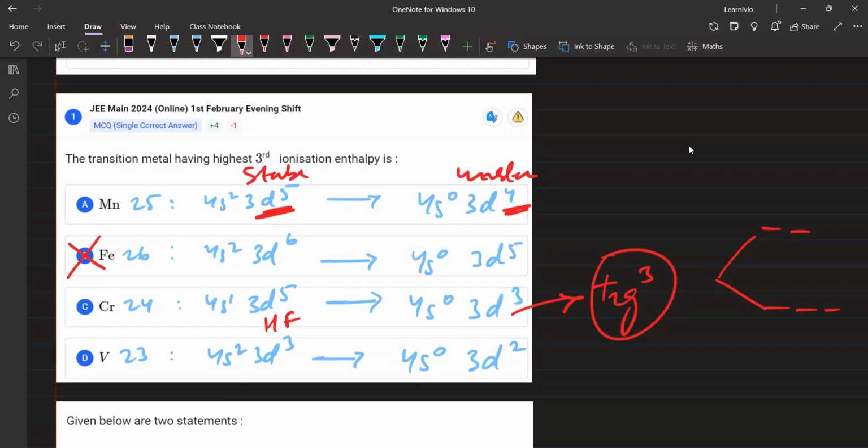Now, vanadium we cannot talk. This is also going from half filled to, again, t2g3, which is also half filled. So you cannot compare chromium. Vanadium, you cannot say anything about vanadium here. There is no specific configuration. So vanadium is also not true. The highest will be for manganese because it is going from stable to unstable, from half filled to partially filled.